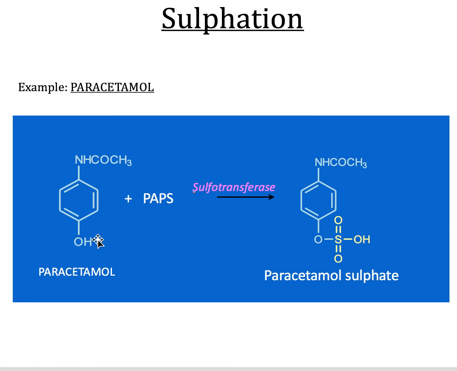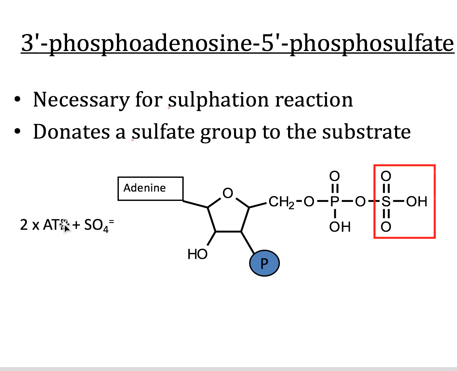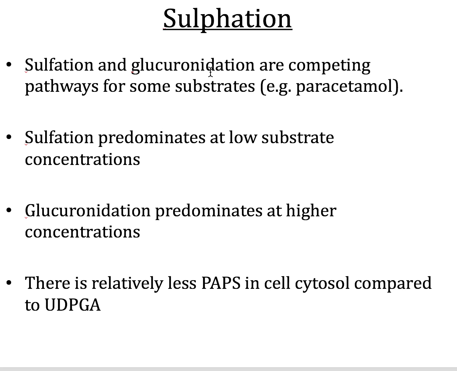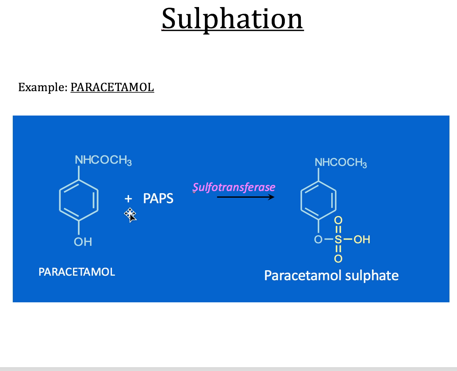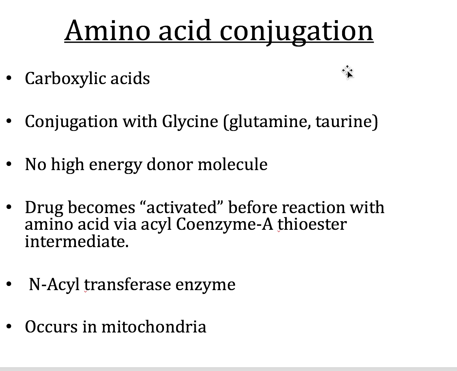Now, paracetamol is an example in which it targets mainly sulphation, usually targeting phenols, alcohols, and amines, so be aware of that. PAPS, sulfotransferase. Now, amino acid conjugation is a much more complex process in which it adds an amino acid to the drug. The drug usually has to have a functional group of carboxylic acid around it. There's no donor molecule, but the enzyme involved here is N-acetyltransferase, and it occurs in the mitochondria.